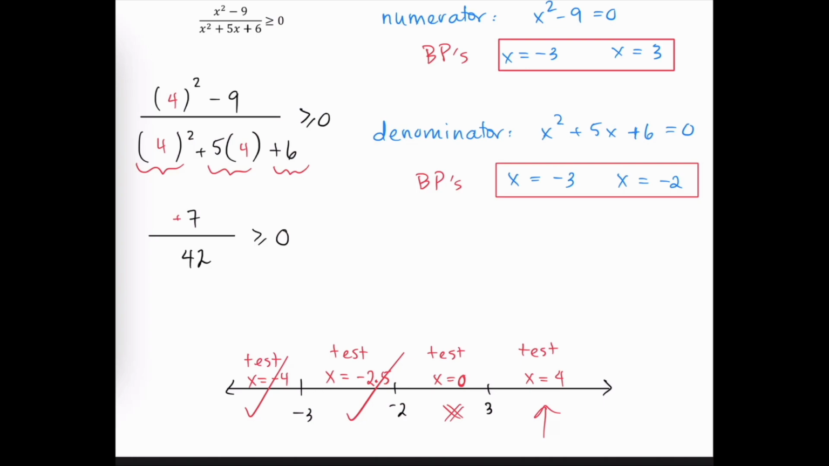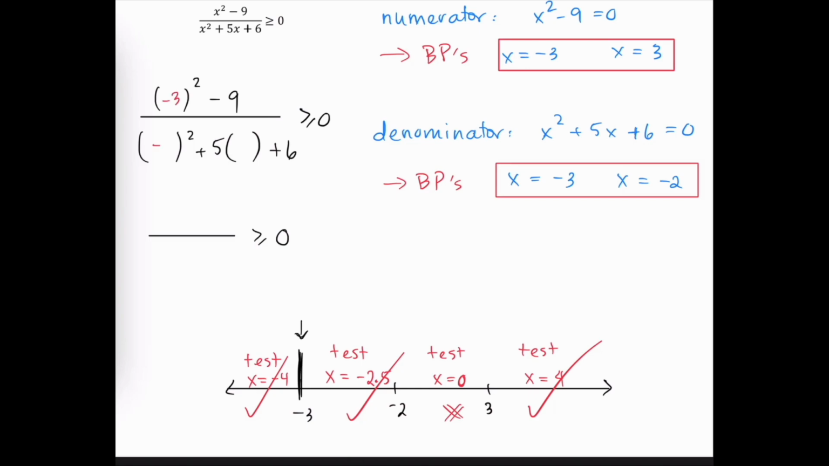Now you can see that we have a positive number over a positive number, which is going to give us a value that is greater than or equal to 0. So the interval represented by x is equal to 4 is going to be part of the solution set. Now remember, we also still have to check the boundary points themselves. So we'll begin by testing x is equal to negative 3.